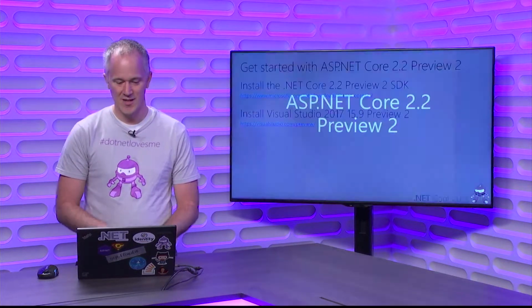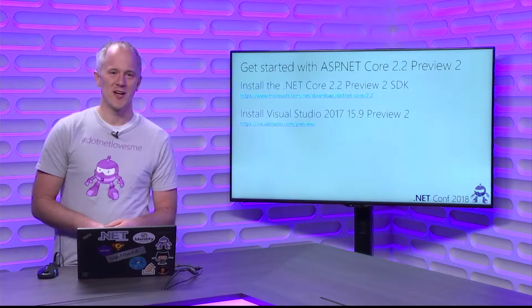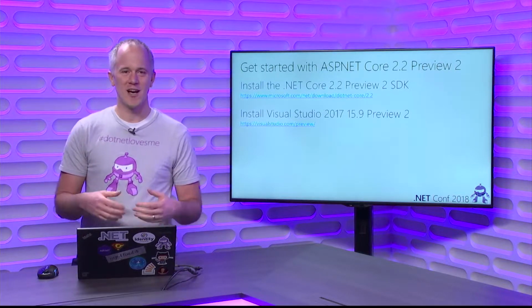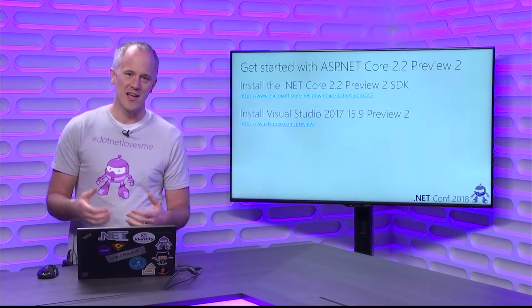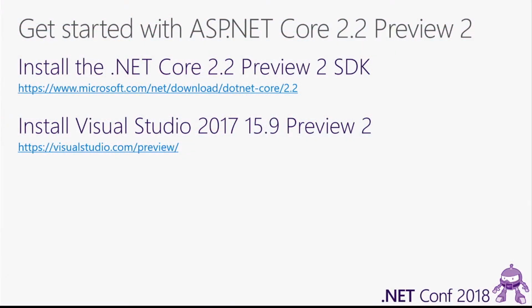release. To get started with ASP.NET Core 2.2 Preview 2, you're going to want to go and download and install the latest .NET Core SDK, the 2.2 Preview 2 SDK. You can get that from the .NET website and install the Preview 2 version. If you are on Windows and you're using Visual Studio, you're going to want to get the latest preview release version of Visual Studio 2017. That would be 15.9 Preview 2. You can get that from visualstudio.com/preview. Or also, if you already have the preview channel installed, you can just update to the latest release.